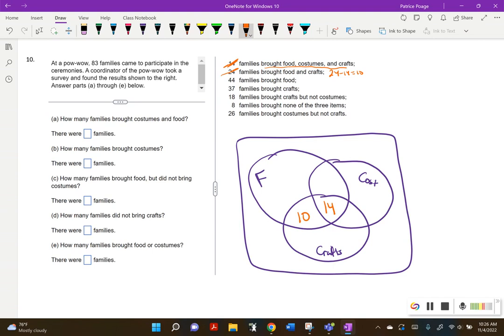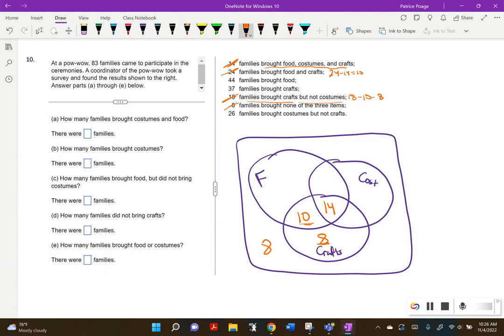44 families brought food. So the food circle is going to add up to 44. Can't do that yet. 37 brought crafts. So the craft circle will add up to 37. Can't do that yet. 18 families brought crafts, so we're in the craft circle, but they did not bring costumes. So that's just these 10, and these people out here need to add up to 18. So 18 minus 10 leaves us with 8. 8 families brought none of these.